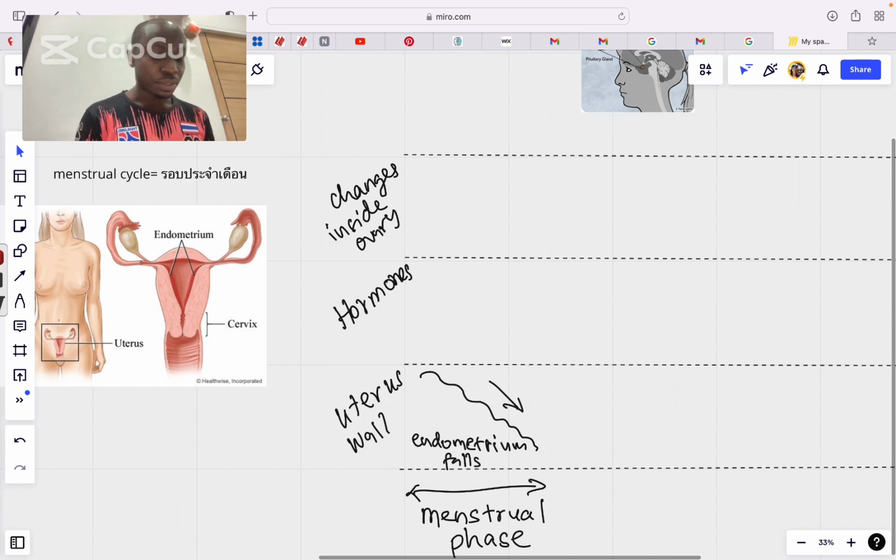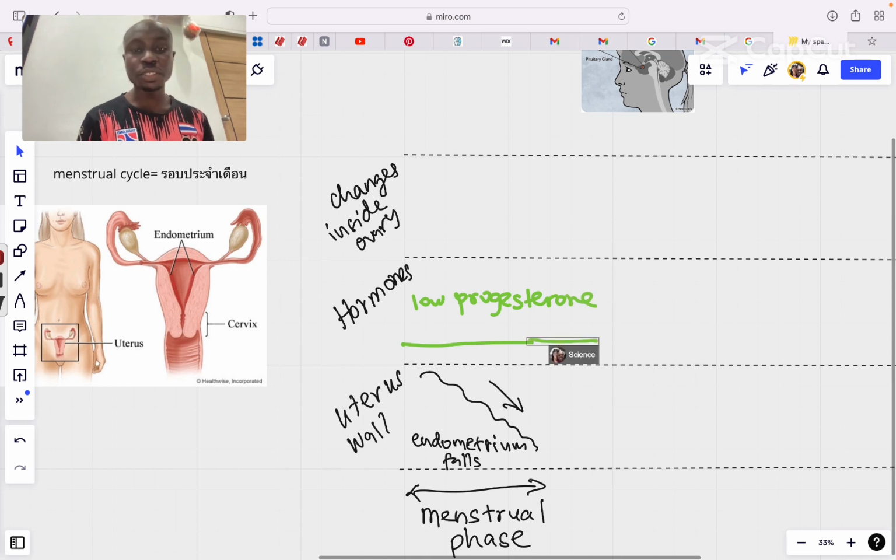What about the hormones? Or why does the endometrium fall? It falls because there is a low level of a hormone we call progesterone. So let me write here, low progesterone. Low progesterone levels will make the endometrium start to fall.